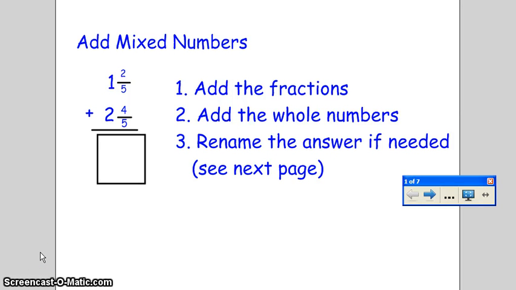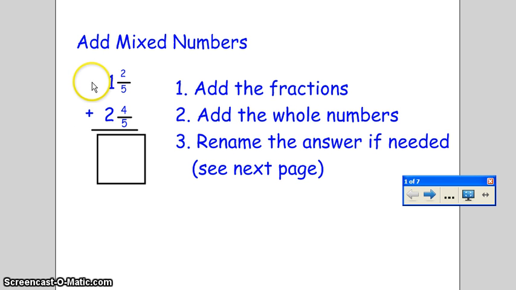We are going to use a video today to learn how to add mixed numbers. Sometimes during this video, I'm going to ask you to stop the video and write down either the information on the page or to solve a problem. Please listen to all my directions before you stop the video.